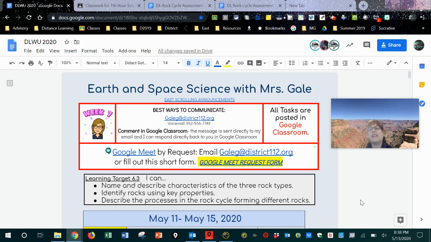As you can see, I'm in the Grand Canyon where there's lots of rocks. I thought this would be a great background for today.